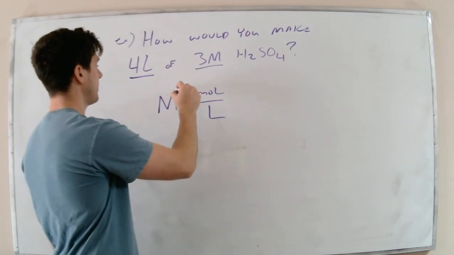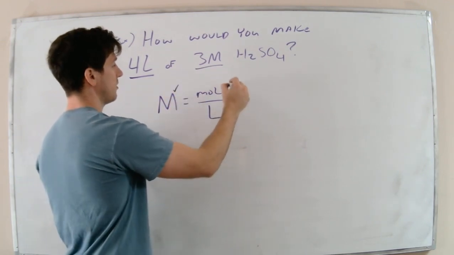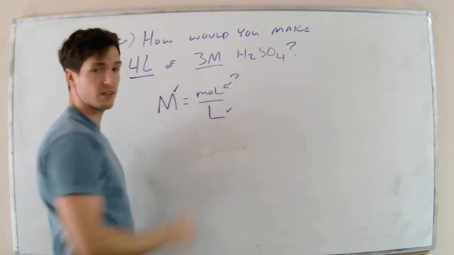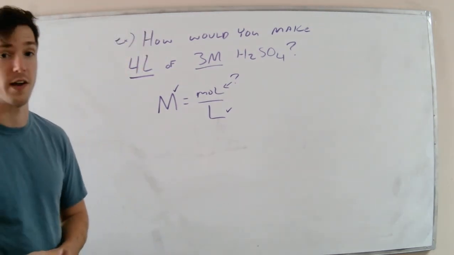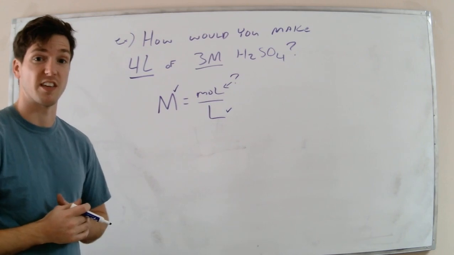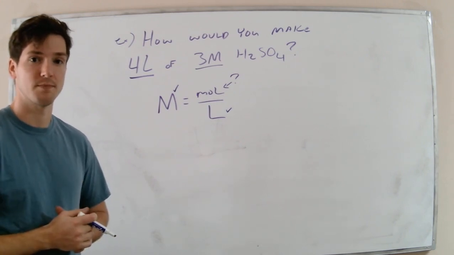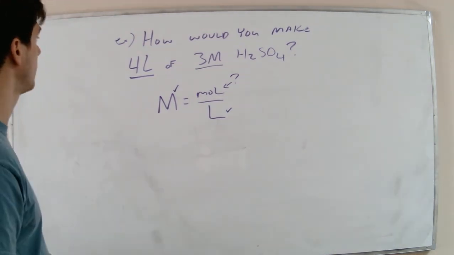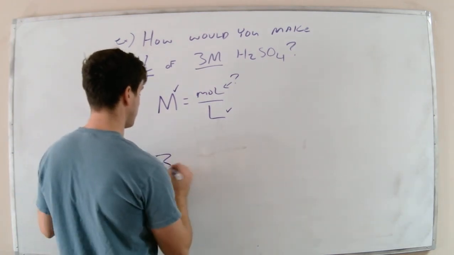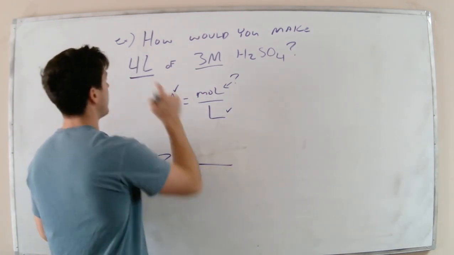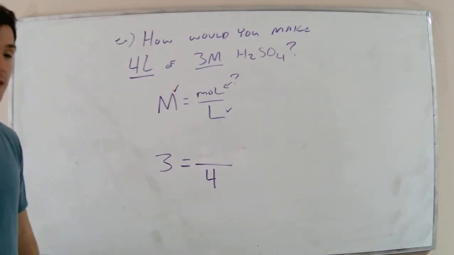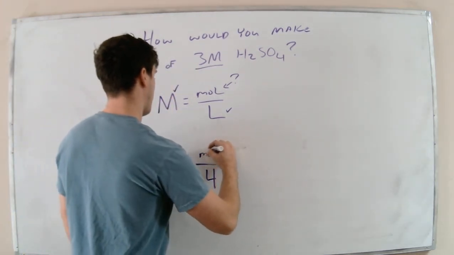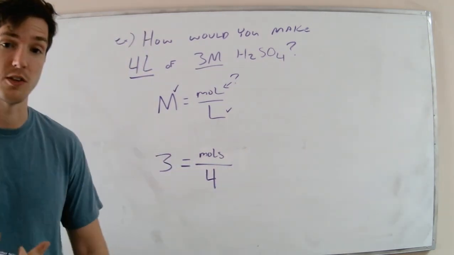Well, I have molarity, I have liters. Let's figure out moles. If I could figure out moles, I could definitely go from moles to grams, and then we could start to think about how we want to make this solution. Okay? So again, we are dealing with a 3 molar solution. It is 4 liters. And now let's figure out how many moles of H2SO4 that is.